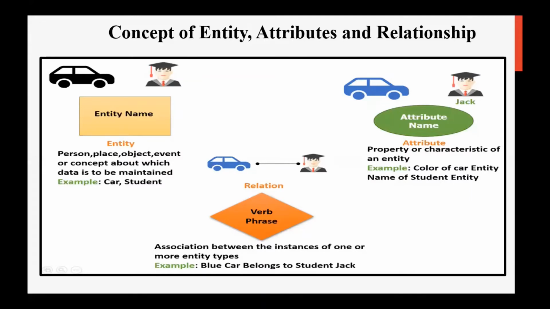This pictorial representation is known as an ER diagram. If you show relationships, that becomes the association between the entities. Many times a question is asked in examination: explain the components of an ER diagram. There are three components: entity, attributes, relationships. Entity is nothing but a real world object. Attributes are the properties of entities, and the association which exists between the entities becomes your relationships.